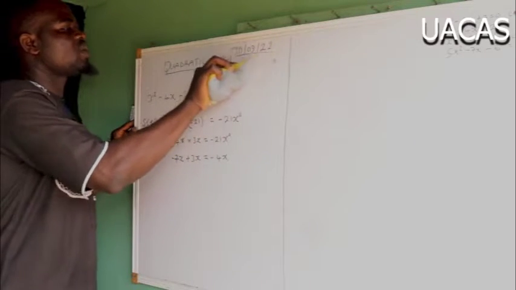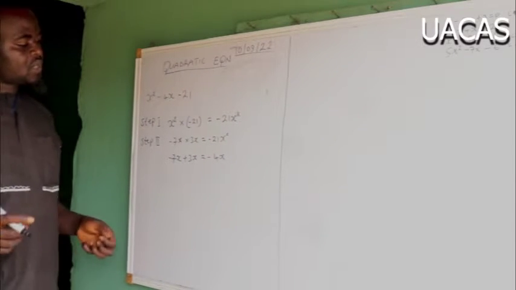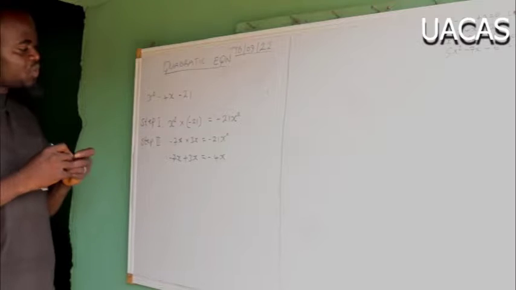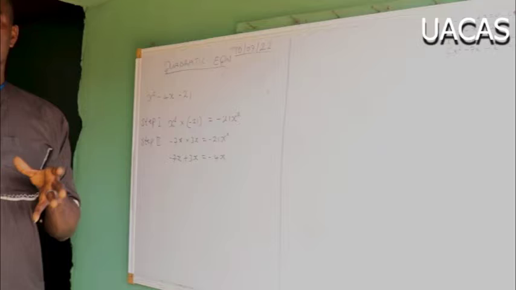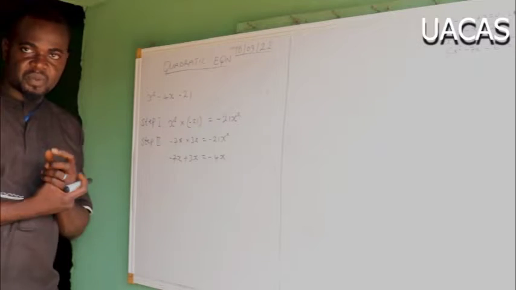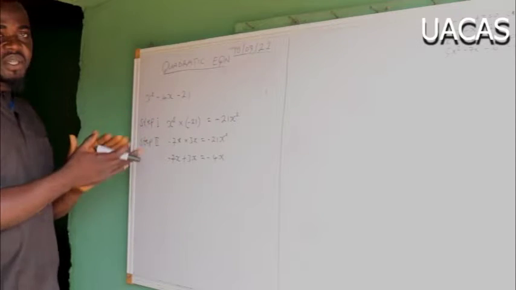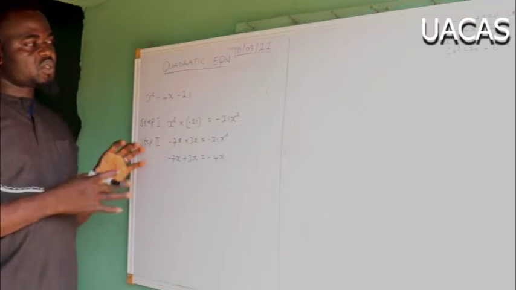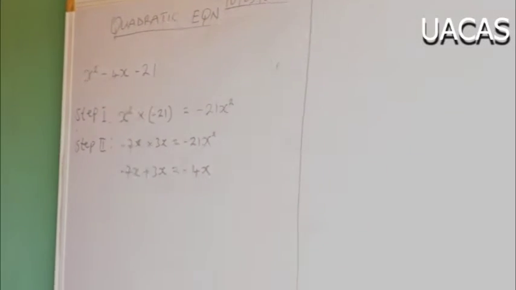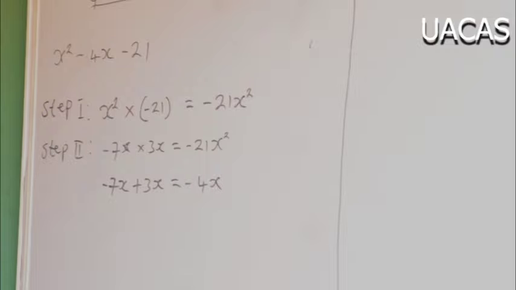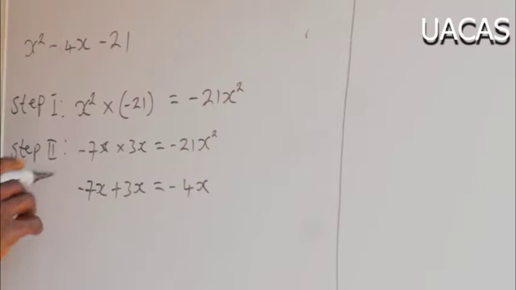So let's proceed to the quadratic expression. Now, what they want me to do is to factorize x squared minus 4x minus 21. It's a quadratic expression, so once I arrive at the factorization, I am done. I just want to bring this so you know what a quadratic expression is all about, in case you hear it anywhere.